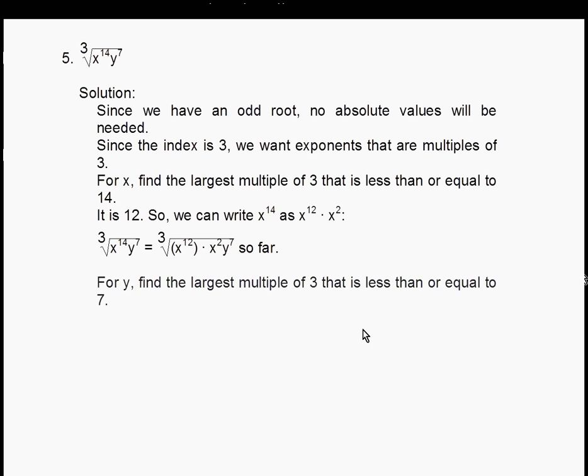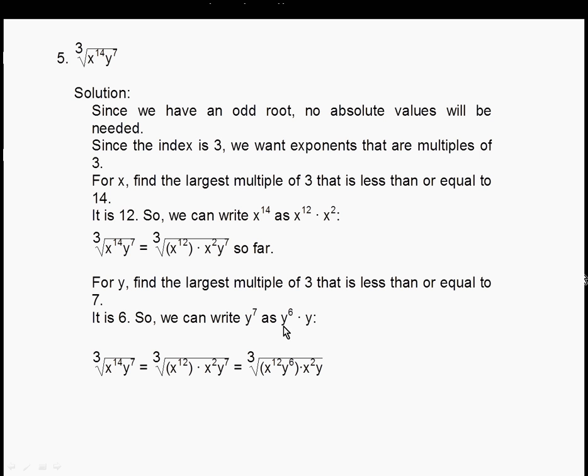Now do the y. Okay, for y, the largest multiple of 3 that is less than or equal to 7. It's 6. Remember, the multiples of 3 go 3, 6, 9, 12, 15, and so on. So I'm going to write y to the 7th as y to the 6th times y. So the y to the 6th joins the x to the 12th as the perfect cube, and there sits y with the x squared. Its exponent is 1, which is less than my index.